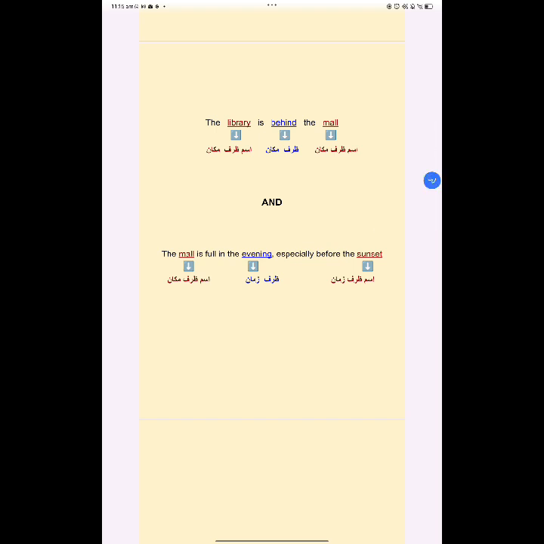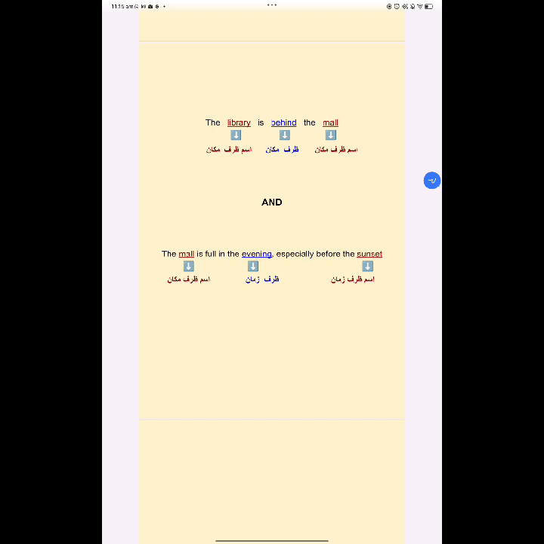Now I got two sentences here. Just pause the video for a bit, and without looking at the answers, try and label each of the highlighted or underlined words as either zarf makan, zarf zaman, ism zarf makan, or ism zarf zaman. And then match the answers.